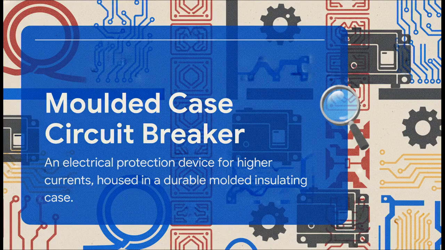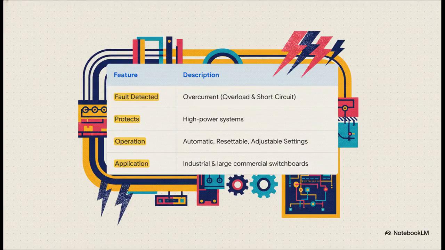Now, what happens when the currents get bigger and the demands get tougher? Well, we move up to the MCB's bigger, tougher sibling, the molded case circuit breaker, or MCCB. And just like the name says, it's housed in this super robust case, and it's built to handle the heavy-duty demands of much larger systems. So just like the MCB, the MCCB is looking for overcurrents. But its home turf is in high-power industrial and big commercial systems.